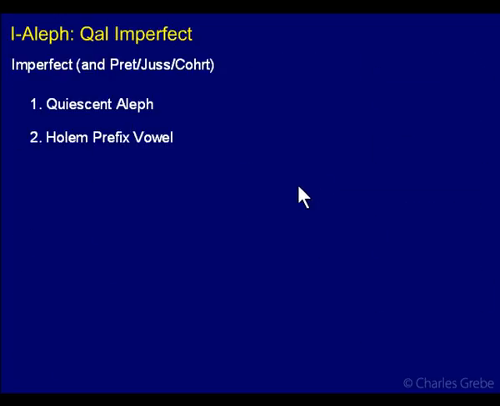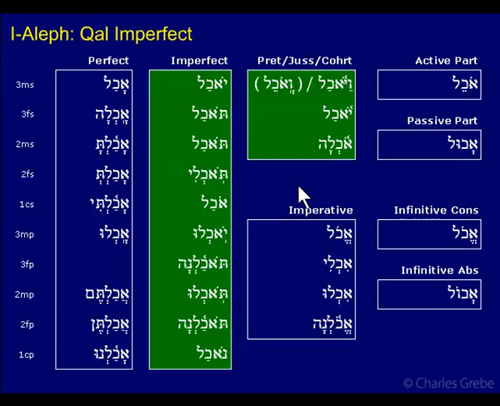Okay, so quiescent aleph, holem prefix vowel. Quiescent aleph, so no consonant, ceasing to function as a consonant, no vowel under it, and a holem theme vowel.